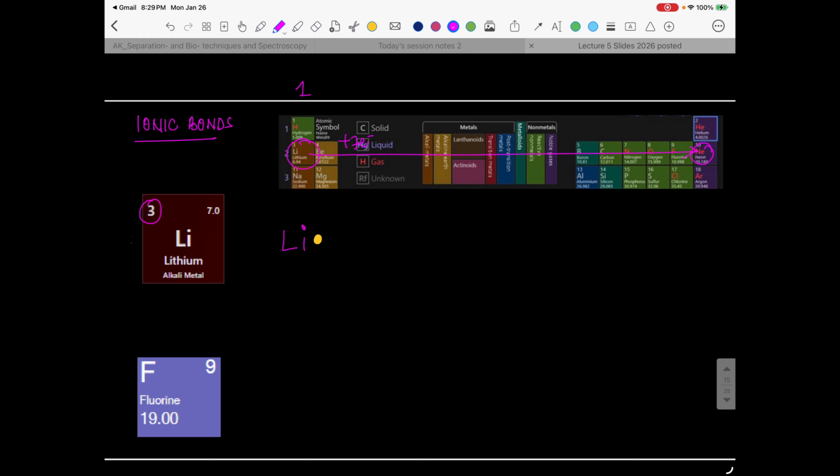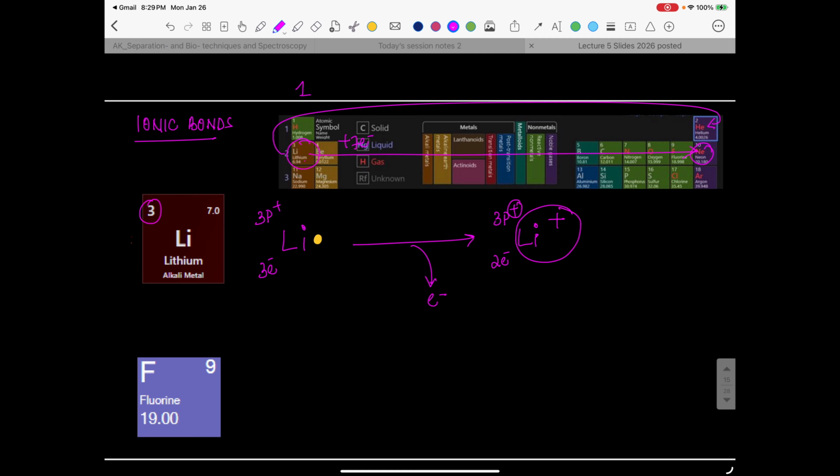And remember how we talked about how difficult it is to get even 1 electron, let alone 7 electrons. So if it wants to become a noble gas, it will probably go back to the previous row by giving off this one extra electron. Lithium has 3 protons and 3 electrons in the atomic state. Now when it gives off that one electron, it ends up with 3 protons and 2 electrons, meaning you have one extra positive charge. So this becomes a positively charged ion, which is a cation.